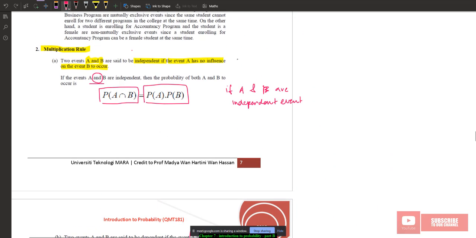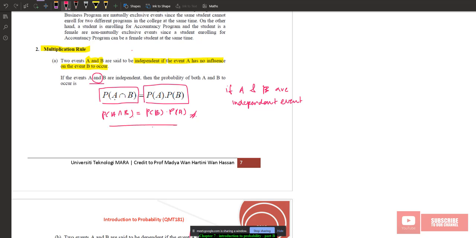When A and B are independent events, you just straight away get probability of A intersect B equal to probability of A multiplied by probability of B, or probability of B multiplied by probability of A, which is the same value.